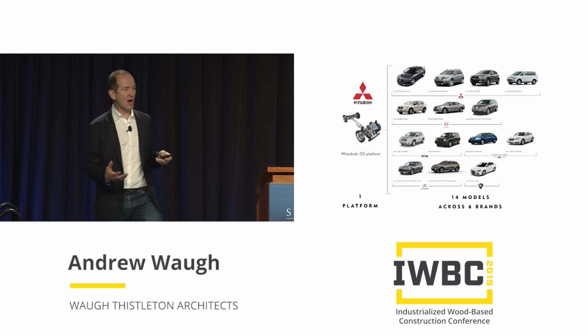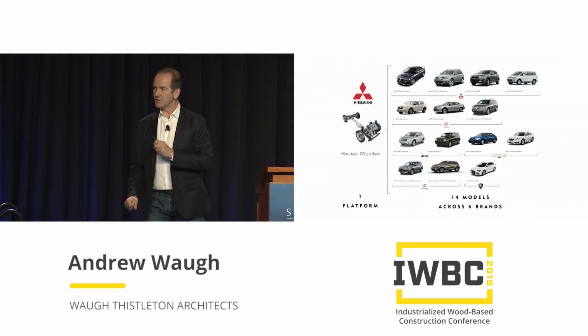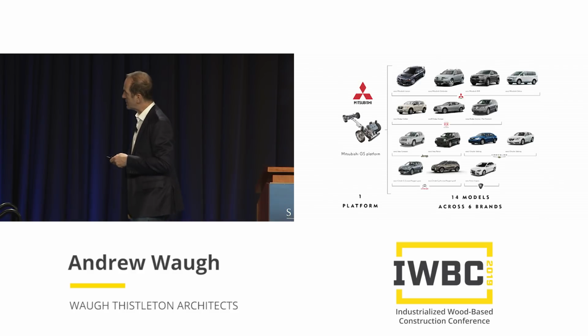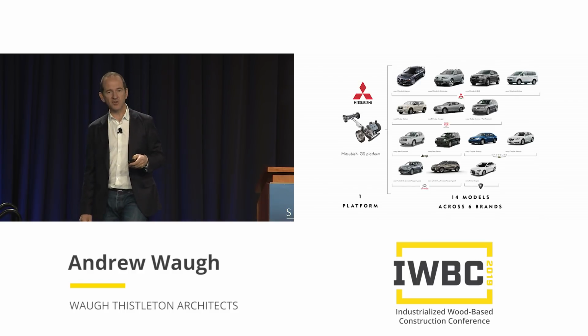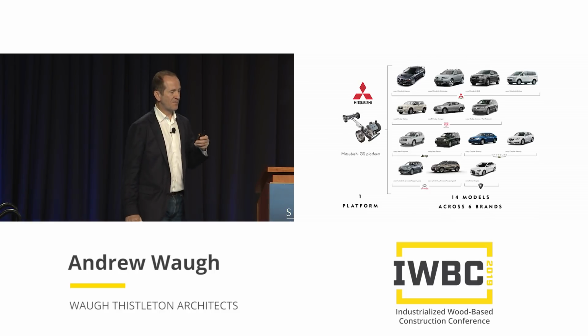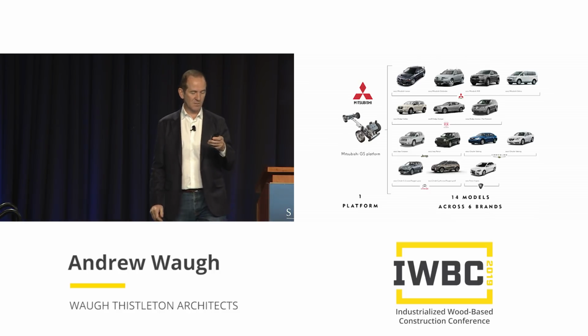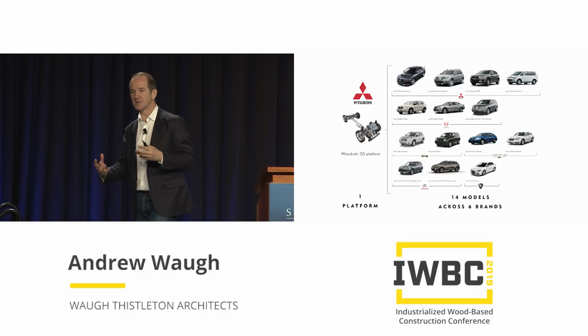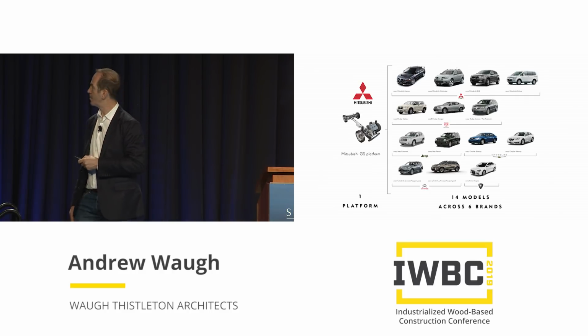Now, we've been doing this in cars for a long time. This is one of my favorites, the Mitsubishi GS platform. 14 models, all these different cars, all made with a Mitsubishi GS platform. Each one of these cars has over 1 million choice combinations, 1 million choice options. So 14 models, 1 million choice combinations from one chassis. So that's what we're beginning to talk about in terms of choice, in terms of modular housing.